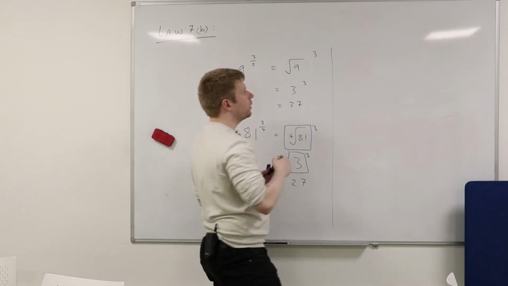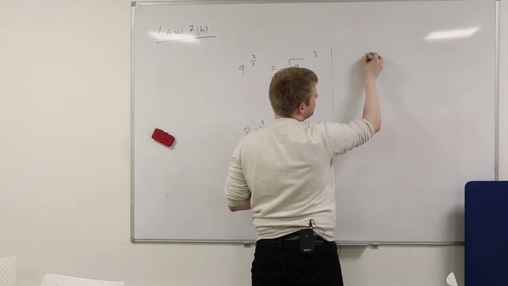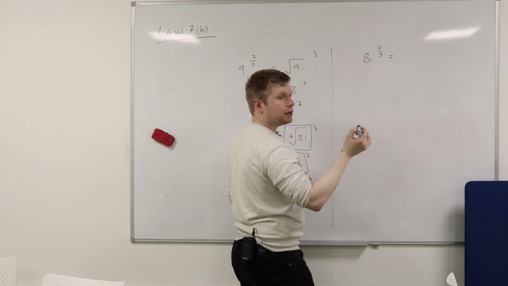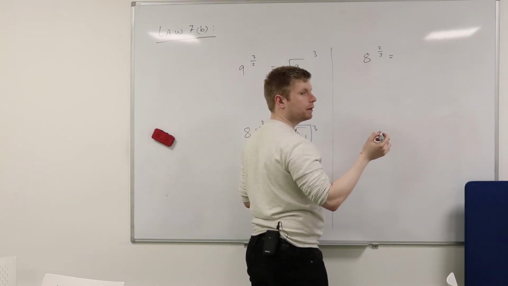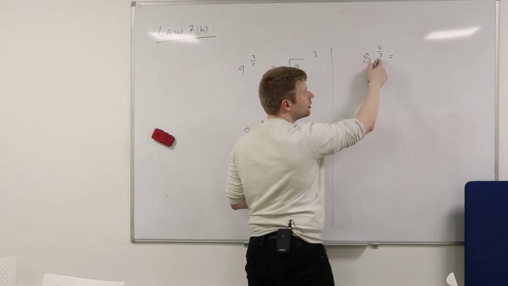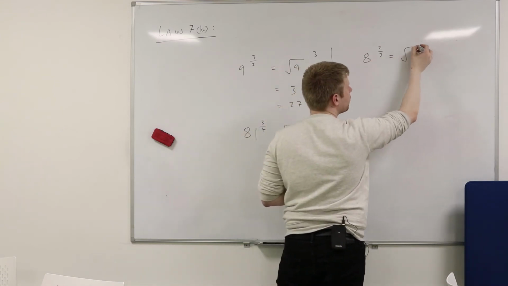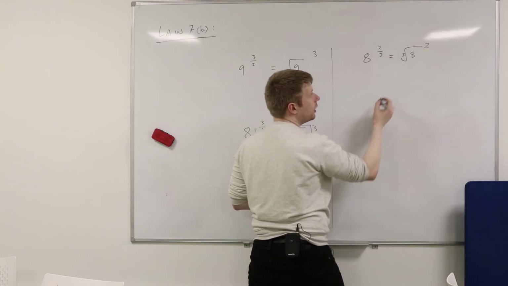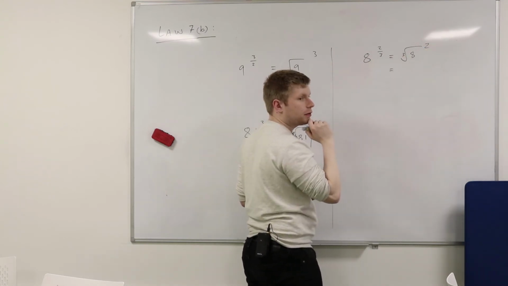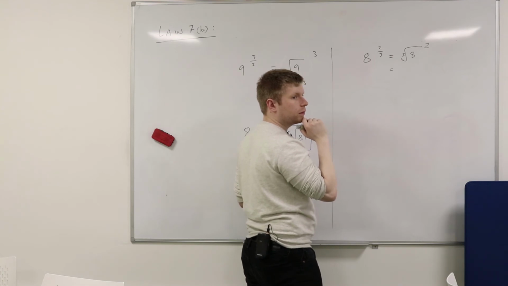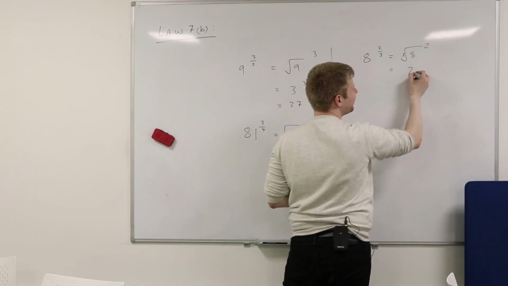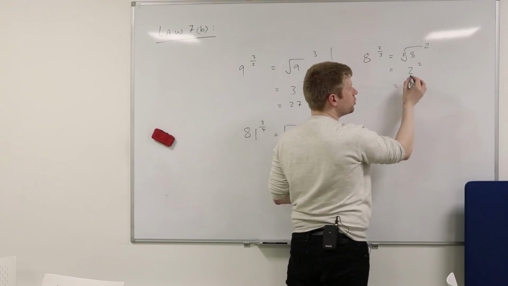Let me look at it this way. What about if we took 8 to the power of 2/3? Okay. Tell me how I'd rewrite this. The cube root of 8. Good. The 2 would just stay. Okay. Now what's the cube root of 8? What's the cube root of 8? Fatima, what's the cube root of 8? 2. Good. Raise it to the power of 2. So what's 2 squared?